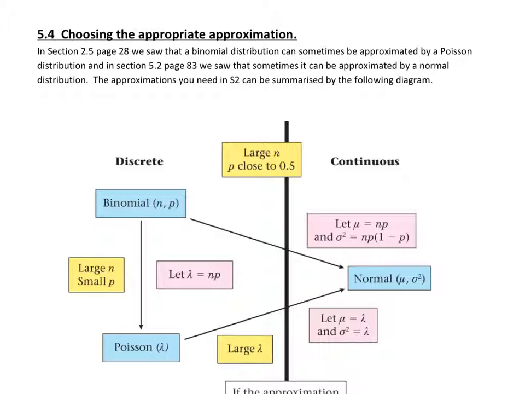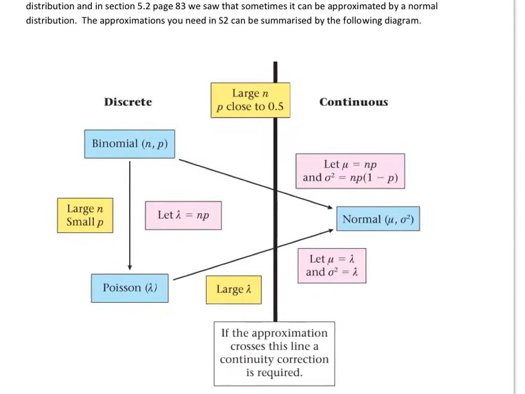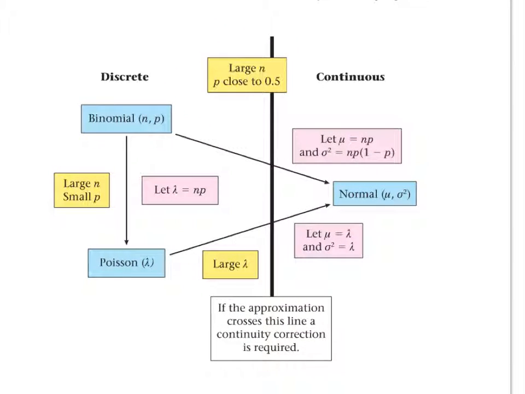The approximations that you need in S2 can be summarised with this diagram here. This is really quite useful. So on the left hand side we've got everything that is discrete, and on the right hand side we have continuous. And if the approximation crosses the line in the middle here, a continuity correction is required. So if binomial is going to Poisson, they're both discrete, so there's no continuity correction. But if Poisson goes to normal and binomial goes to normal, then you need a continuity correction.